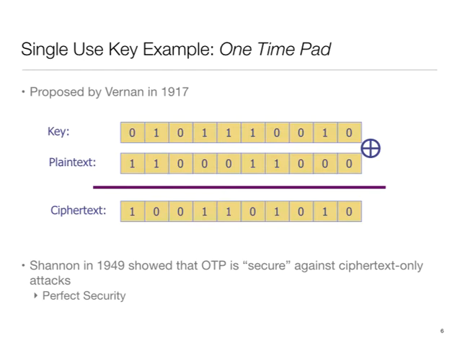Shannon, who studied this in the context of other coding in EE quite a bit, showed that the one-time pad is secure against a ciphertext-only attack. What this means is that from the ciphertext alone, an adversary cannot learn anything about the plain text, given that the key is randomly drawn from the set of possible keys. This concept is called perfect security.